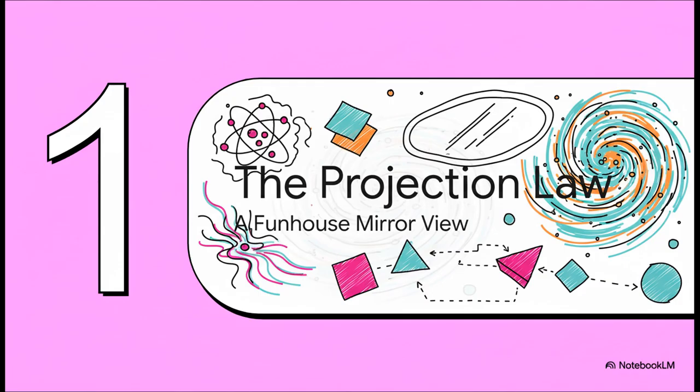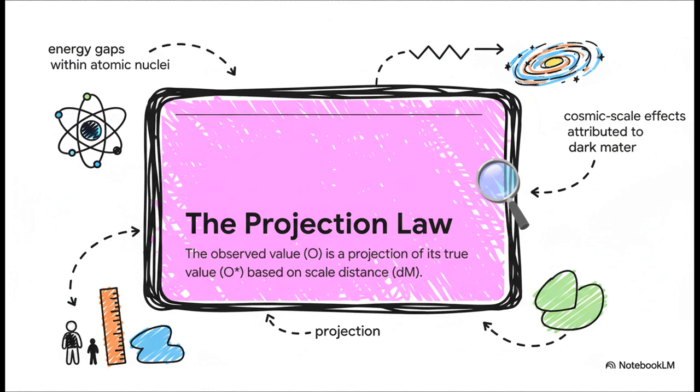At its core, this whole idea hinges on a concept called the projection law. The best way to think about it? Imagine our view of reality is kind of warped, like we're looking through a funhouse mirror. So check out this formula. What it's basically saying is that the value we measure, let's call it O, isn't the real true value, which is O star. Nope, what we see is a projection, and that projection is shifted. And the key thing is, it's not a random shift, it's a predictable one. And it's all based on the scale distance between us, the observer, and the thing we're looking at.